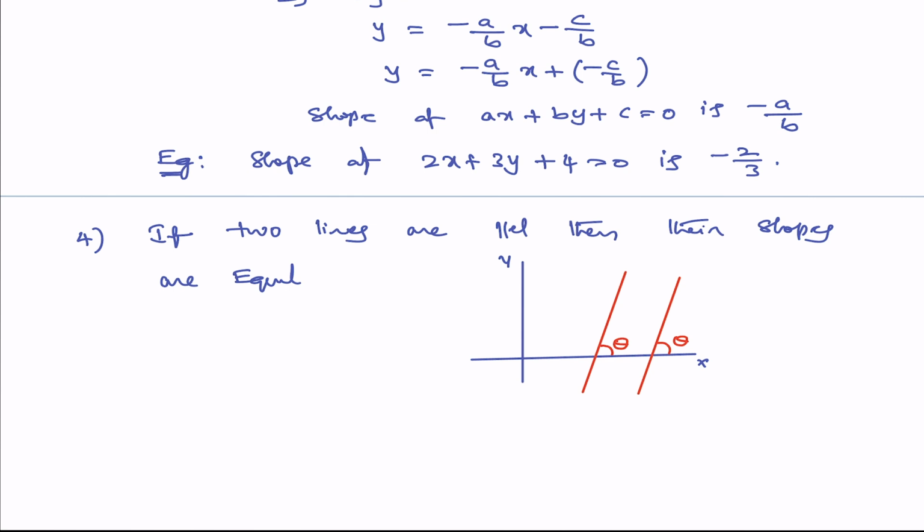As the two lines are parallel, their inclination is the same. Then what is the slope of this? This is m equal to tan theta. Slope of this line also m equal to tan theta. So if two lines are parallel, then their slopes are equal.